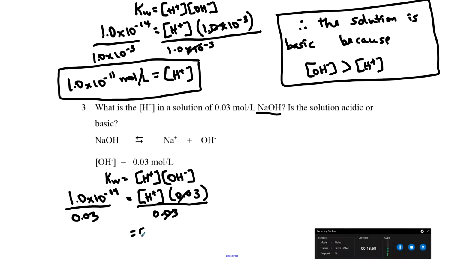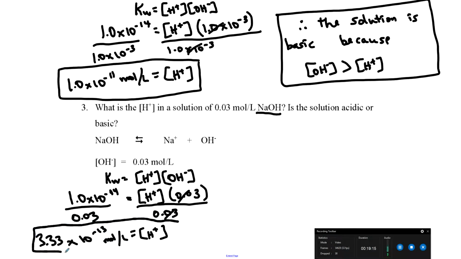And that's going to give me an H plus ion concentration of 3.33 times 10 to the negative 13 moles per liter. Okay, so that's one part of my answer. The next part is: is the solution acidic or basic?